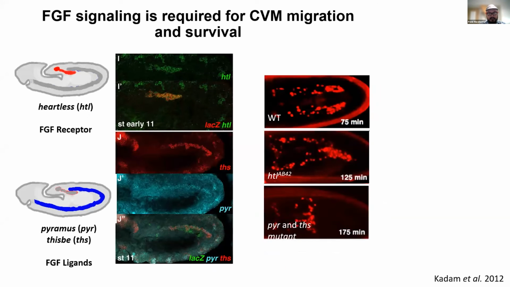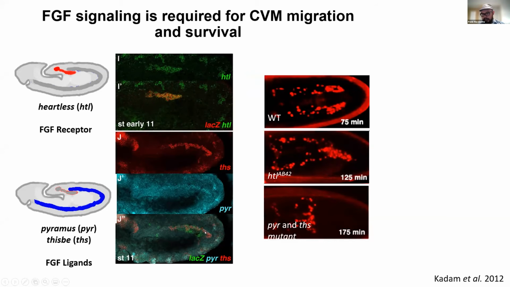Now, segueing back to the CVM, previous research conducted in our lab identified a critical role for FGF signaling in controlling the coordinated movement and survival of CVM cells. The FGF receptor encoded by the gene heartless is expressed in the CVM, as visualized by this reporter for the CVM overlaid with mRNA probe against heartless, while the FGF ligands Pyramus and Thisbe are expressed in the TVM track.